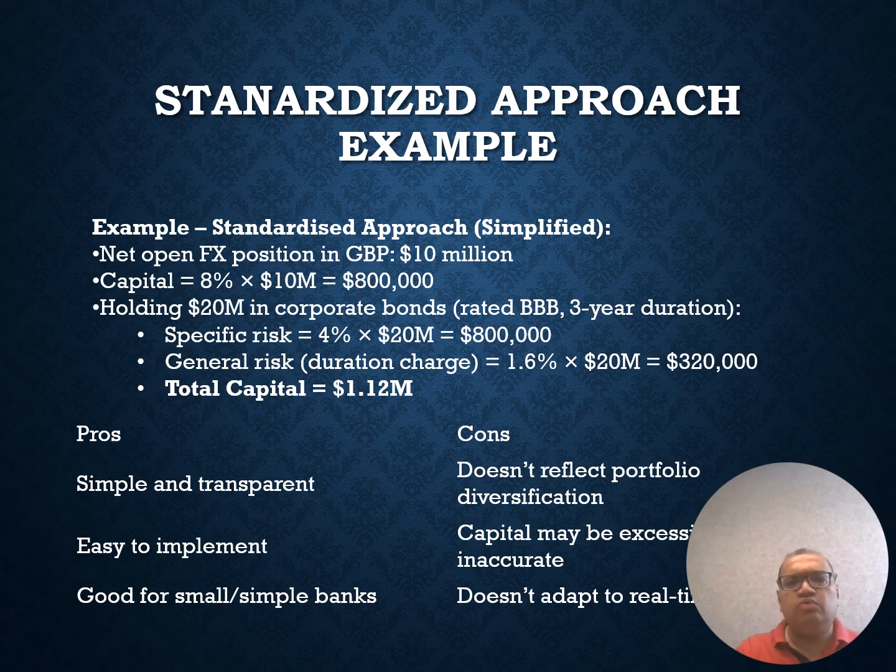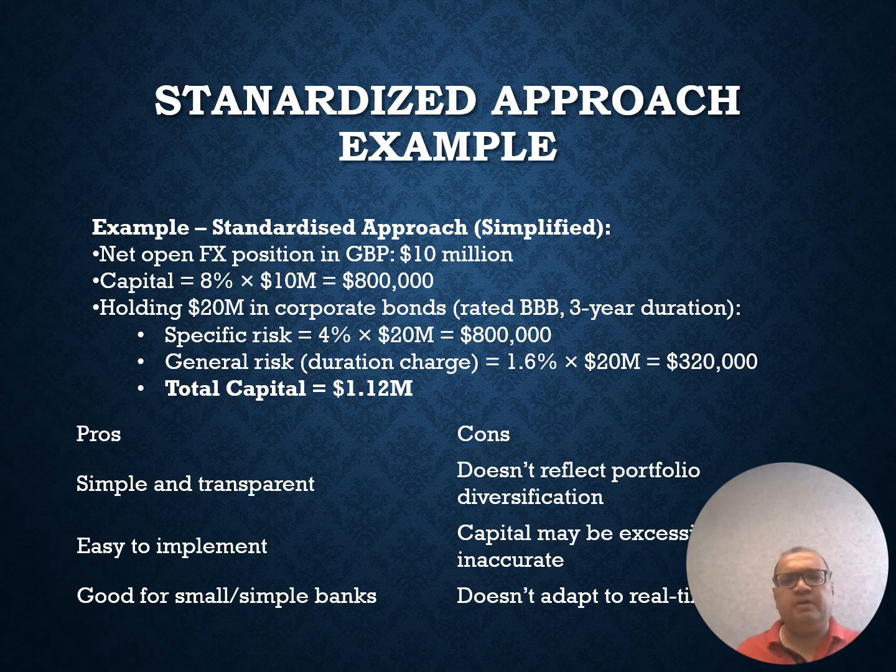Okay. For example, you had a net open FX position of GBP 100 million. The capital charge is 8%, which is 8% of 10, which is $0.8 million. And then you are holding $20 million in corporate bonds rated triple B with 3-year duration. For the specific risk, you multiply 4% into 20, that's again $0.8 million. General risk would then be the total. You add 8 plus 8, and for general risk the duration factor is 1.6 into 20, which is 320.